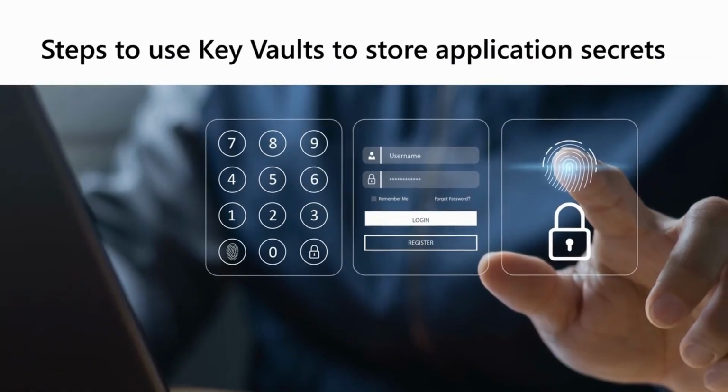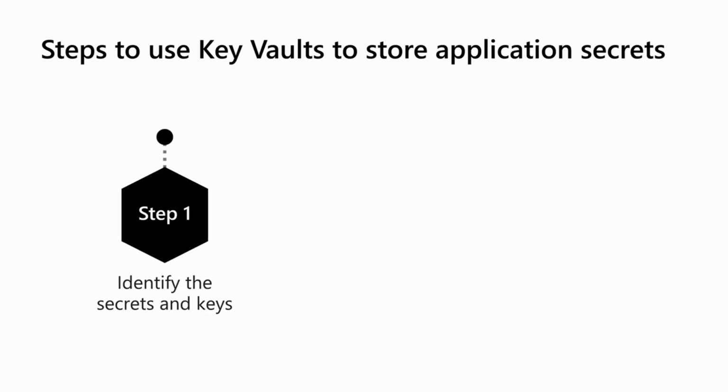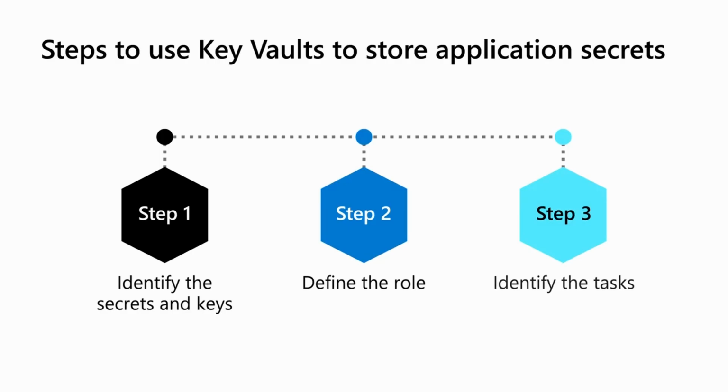Then, you learned how Key Vault is used through an example. You learned that you should first identify the secrets and keys, then define the roles, and finally, identify the tasks that can be performed by these roles for controlling access to application keys and secrets.